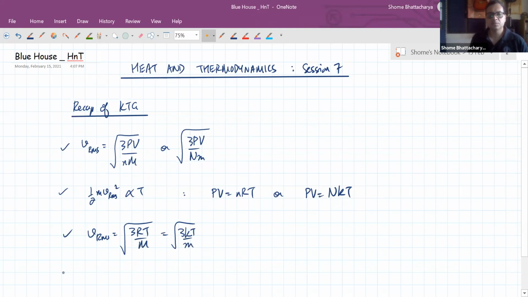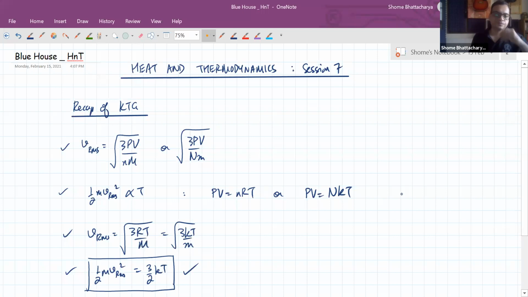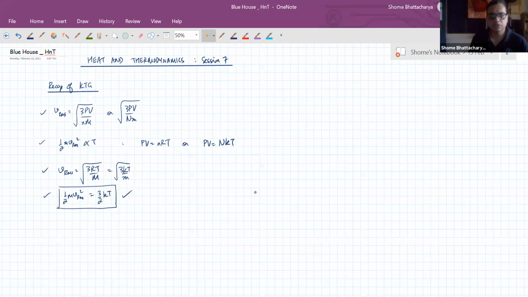And by resubstituting that, we got that the average translational kinetic energy of a gas molecule is 3 by 2 KT. So this was the last equation that we derived, and this was an important one. We'll continue with a couple of concepts from here today, and from there on we'll be able to move on to the application of first law of thermodynamics. So hope these equations are all clear to you.